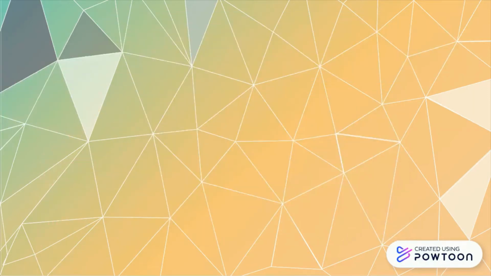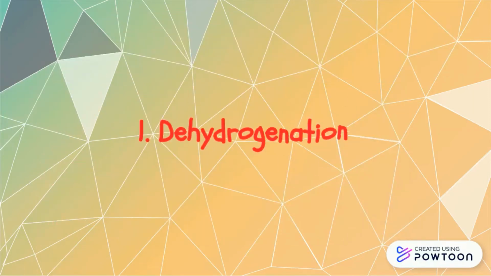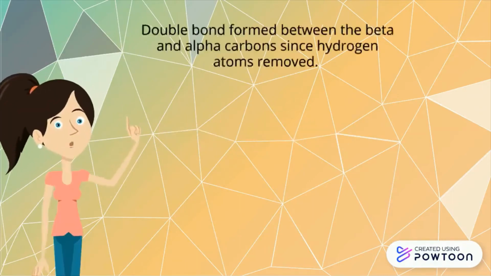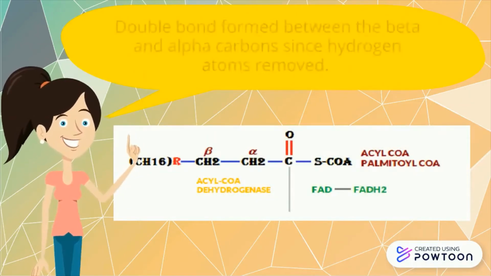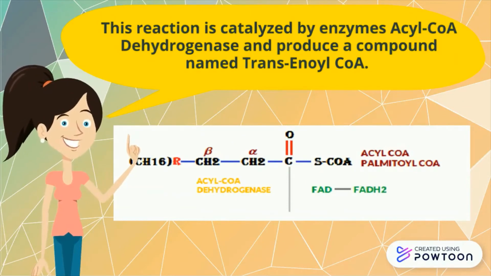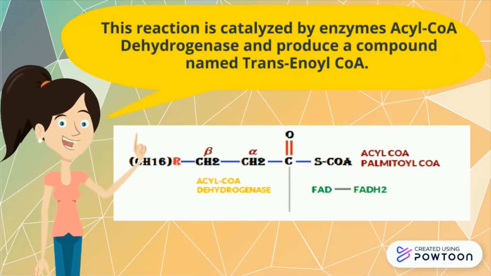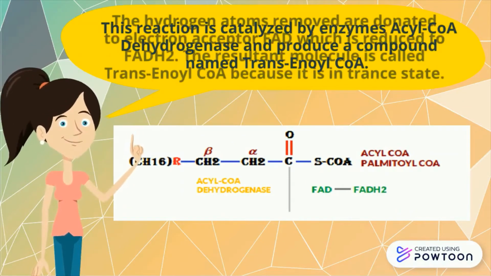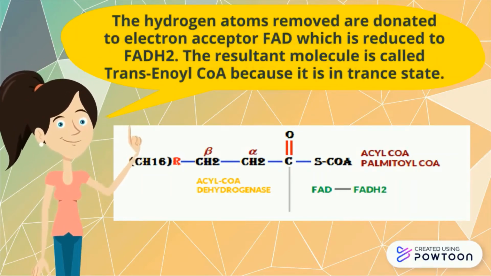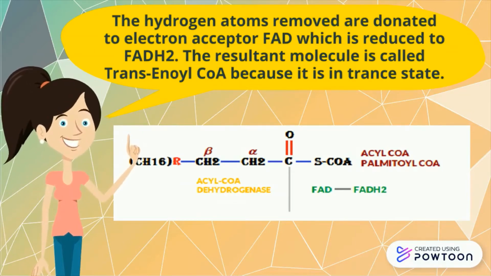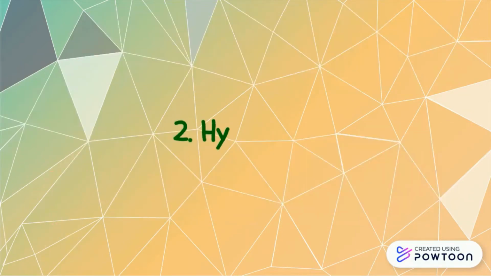The process begins with dehydrogenation. A double bond is formed between the beta and alpha carbon since hydrogen atoms are removed. This reaction is catalyzed by the enzyme acyl-CoA dehydrogenase and produces a compound named trans-enoyl-CoA. The hydrogen atoms removed are donated to the electron acceptor FAD, which is reduced to FADH2. The resultant molecule is called trans-enoyl-CoA because of its configuration.